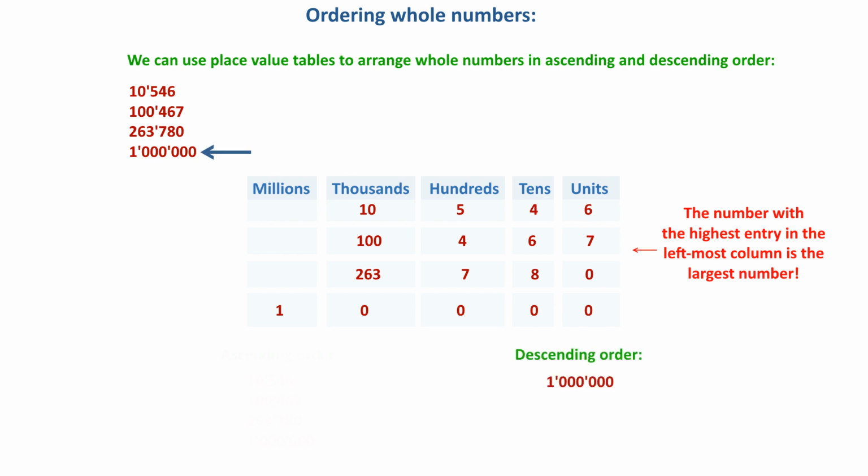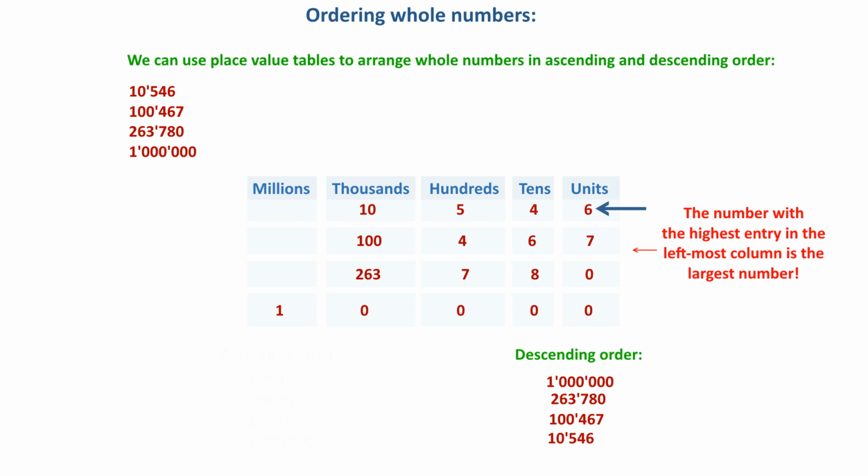Then if we ignore this 1 million value and move down to the thousands column, we can see that the largest entry in this column is this number here, 263,780. So we'll write that down next. Then the next greatest number in the thousands column is this 100 here, 100,467. So we'll add that to our descending order list. And then last of all, we're left with this number with only a 10 in the thousands column, 10,546.